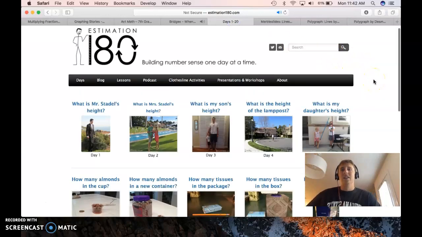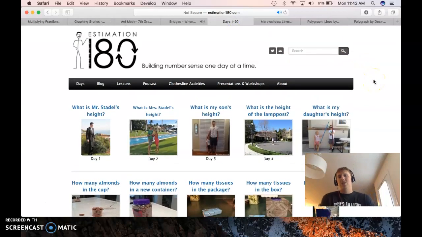A quick one-hitter is Estimation 180. I haven't actually used this in class, but I learned about it. All these I've learned from other people. I didn't really find any of them on my own. But this one is just another way to get number sense involved.